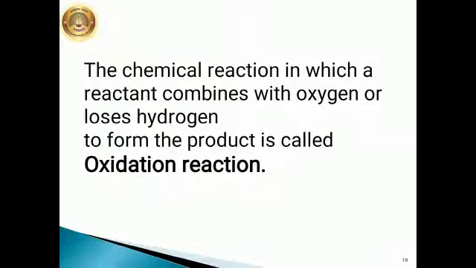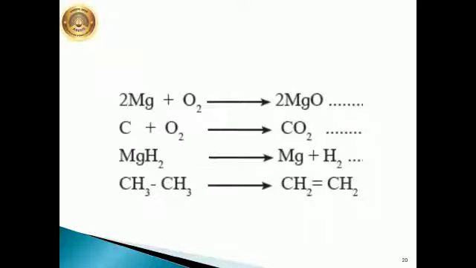The chemical reaction in which a reactant combines with oxygen or loses hydrogen to form the product is called an oxidation reaction. Look at the examples. Magnesium plus oxygen gives you magnesium oxide. Carbon plus oxygen gives you carbon dioxide. MgH2 gives you Mg. These are the examples given for oxidation reaction.